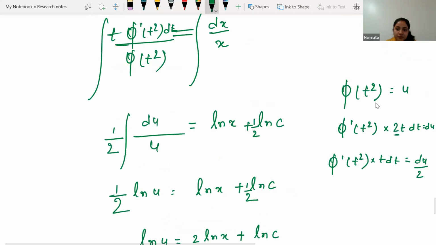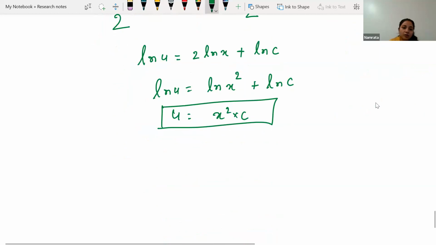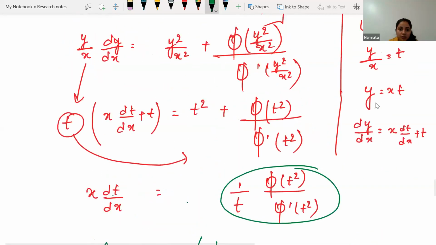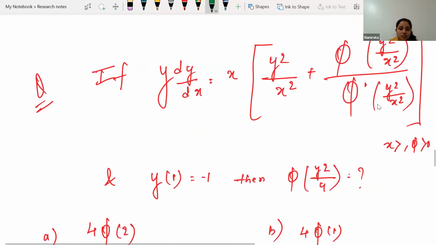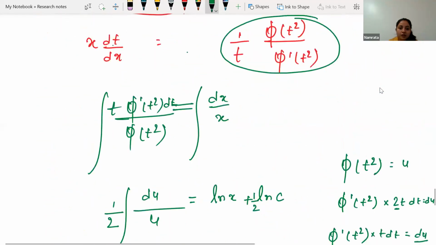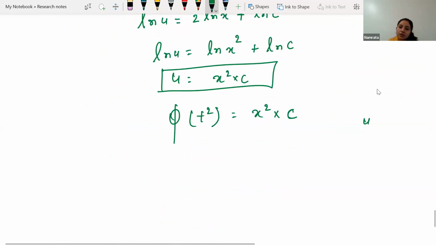Yes, okay. This u is phi of t square. So phi of t square is equal to x square into c. Now we substitute the given condition, that is y of 1 is equal to minus 1. Is anything else given here as a condition? No. It is given as y of 1 is equal to minus 1. That means when x is 1, then y is negative 1.